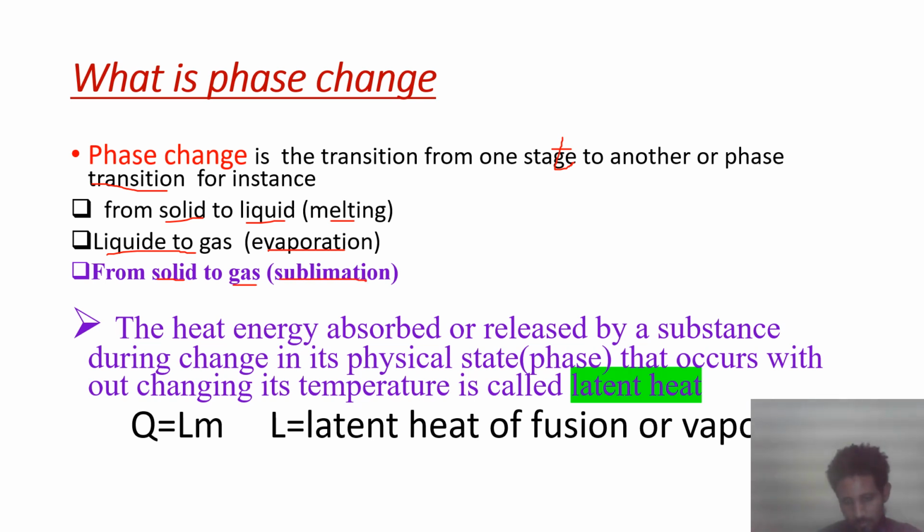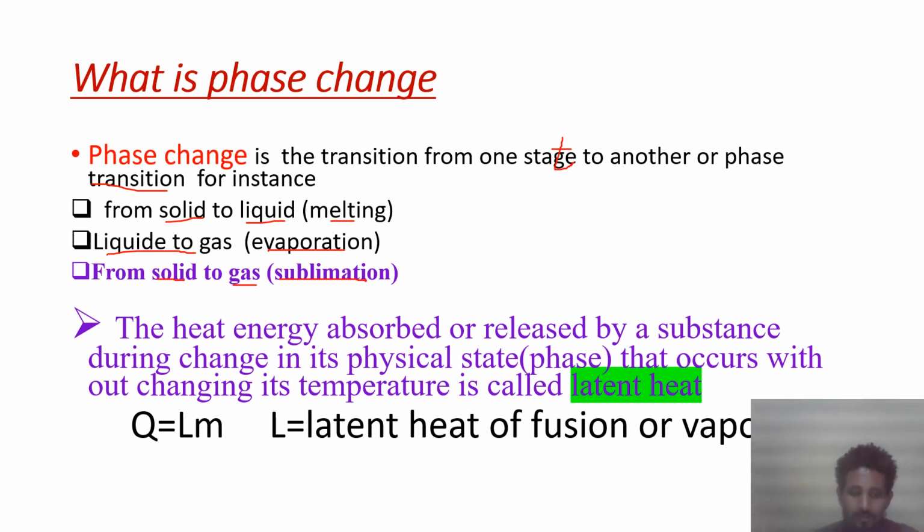We can take an example like a cigarette. If we burn a cigarette, it is considered a solid material. If you burn it, it directly changes to gas. So such kind of phase change is called sublimation.